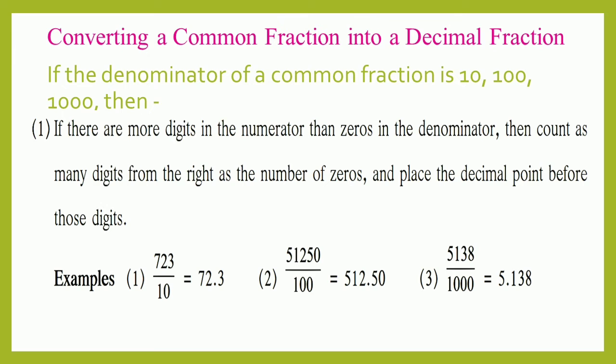So there are 4 digits in the numerator and 3 zeros in the denominator. So we will count 3 places from the right. So we will put the point in between 5 and 1. So the answer will be 5.138. Now let's solve some other sums.